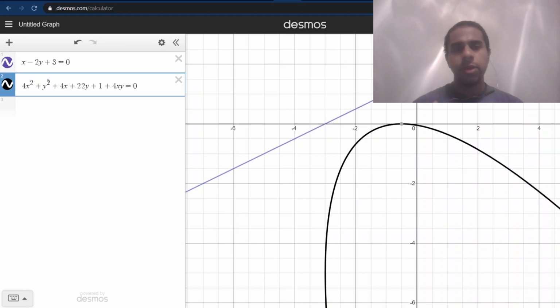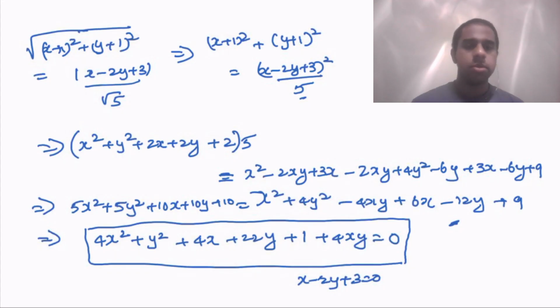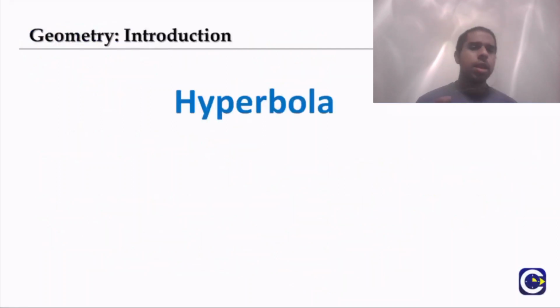So now I will do the hyperbola as well, and for the hyperbola also I will plot the graph, and I will show you how the hyperbola looks after solving the equation. Yeah, so that's it for parabola right now. You need to practice a lot of problems in parabola to get really comfortable with the type of questions which we are dealing with here. Let's go to hyperbola.